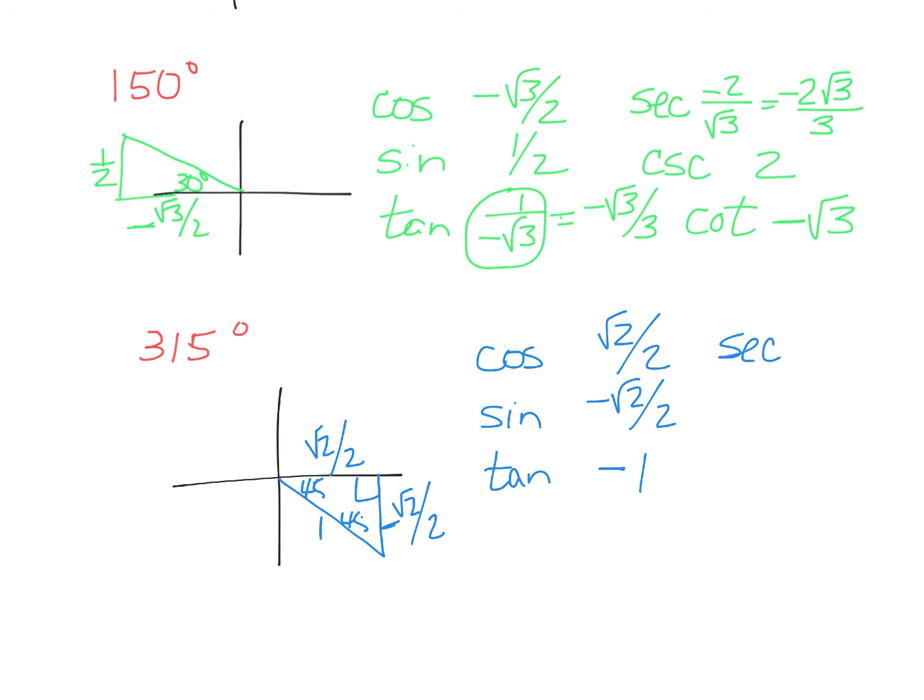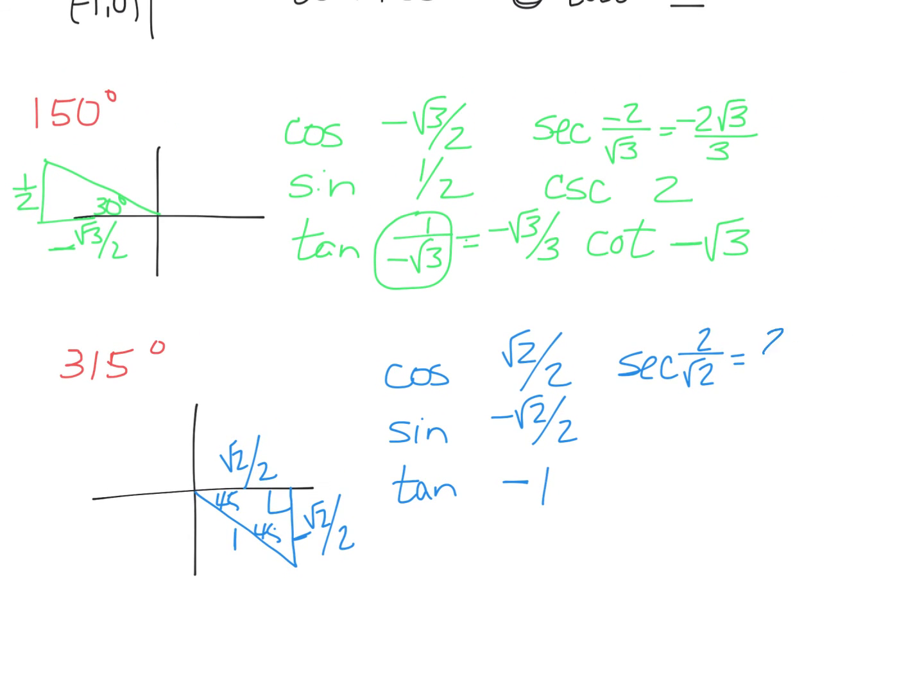And then our reciprocals, we'd flip them. And if I flip and then rationalize, I'd have 2 √2 over 2. The 2's cancel, and so that would just be √2. Reciprocal of sine is cosecant. We'd go through that whole process, and it would just end up being a -√2. Cotangent's reciprocal of tangent. Reciprocal of -1 is also just -1.